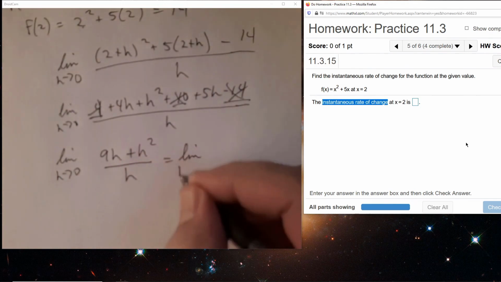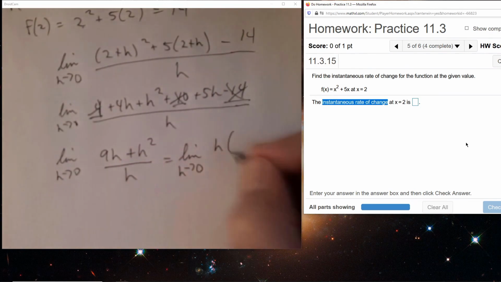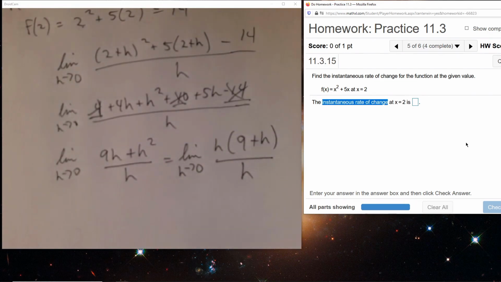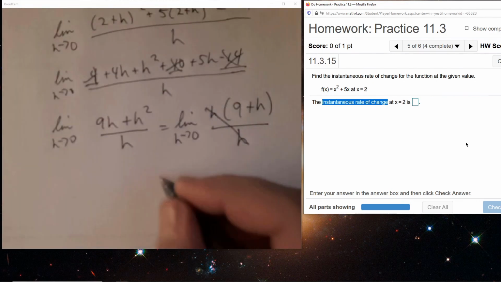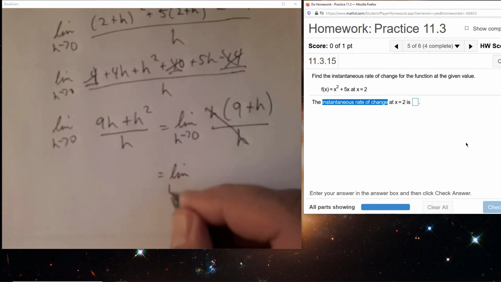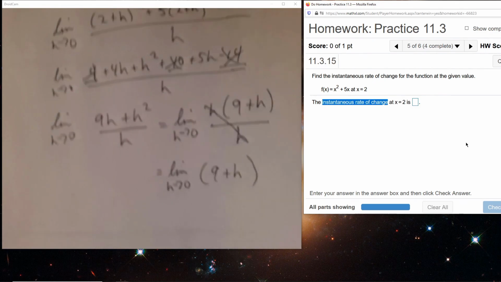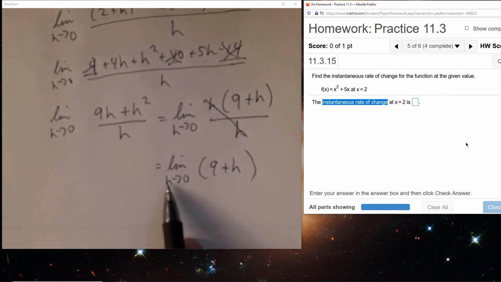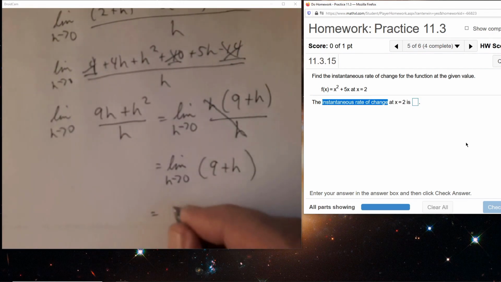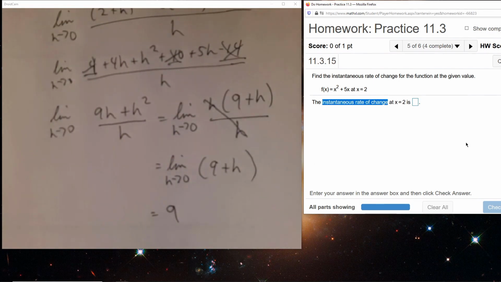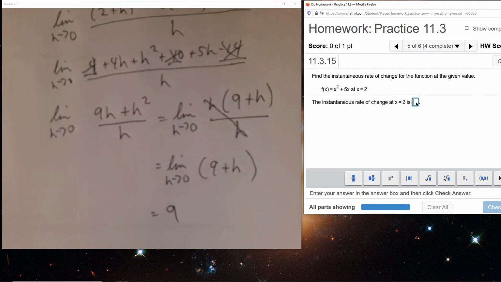And we do have a common factor of h in the numerator. And now those h's cancel, which is exactly what we want to happen. And then we're left with 9 plus h. And as h gets forever closer to 0, this limit is getting forever closer to 9. And that's our answer.